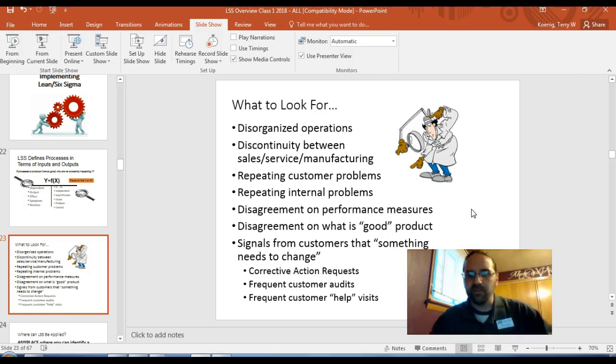Disagreement on performance measures. If you're not measuring the right thing, it's not really helping. Disagreement on what's a good product. How many of us have that? Make sure you ship good product. Oh, what's good? Well, it doesn't have any scratches. Define a scratch. Any? Those are some big words if you start breaking this down. Signals from customers that something needs to change. If you have your customers calling and saying, you got to fix this, you got to fix this, you really got to fix it.